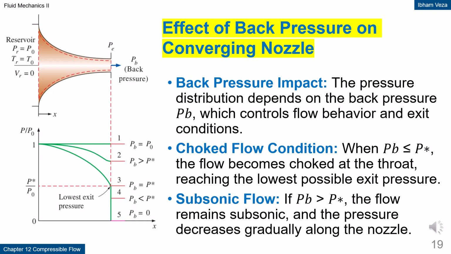The back pressure on converging nozzle. The back pressure determines the pressure distribution along the nozzle. If the back pressure is higher than the critical pressure, the flow remains subsonic. When the back pressure is reduced to or below the critical pressure, the flow becomes choked at the throat. Under this condition, the exit pressure cannot decrease any further. This phenomenon shows the existence of downstream control limits.